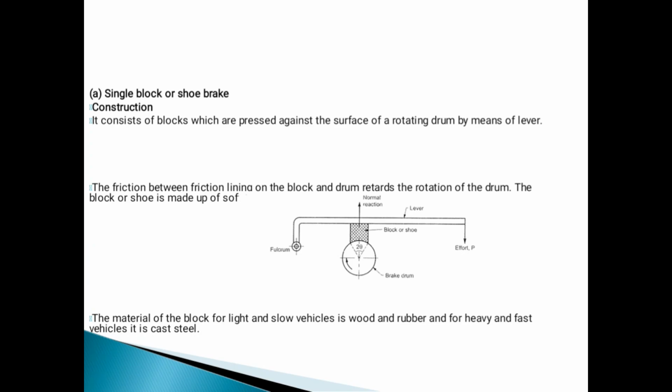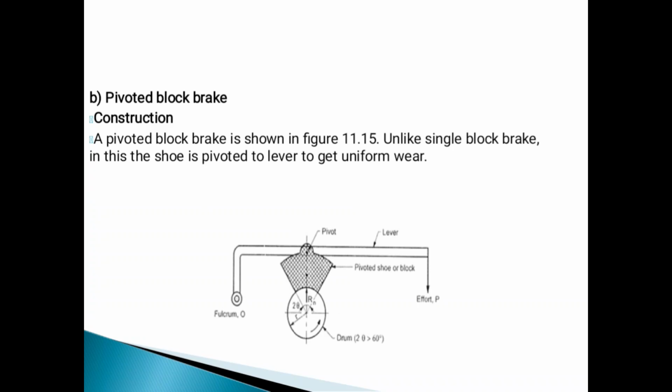So a single block or shoe brake is shown in the figure. It consists of a block which is pressed against the surface of a rotating drum by means of a lever. The friction between the friction lining on the block and the drum retards the rotation of the drum. The block or shoe is made up of soft frictional material. There is a fulcrum, the block or shoe, then the lever, then the brake drum is shown. When we apply an effort P on the lever, the brake is applied. So this is a single block or shoe brake.